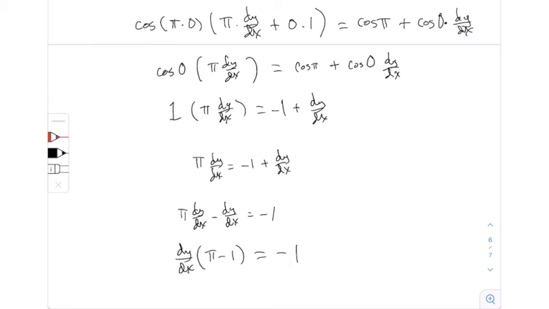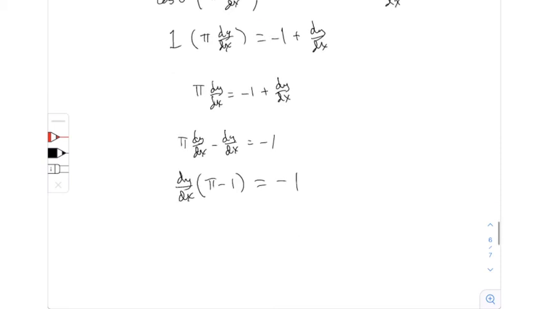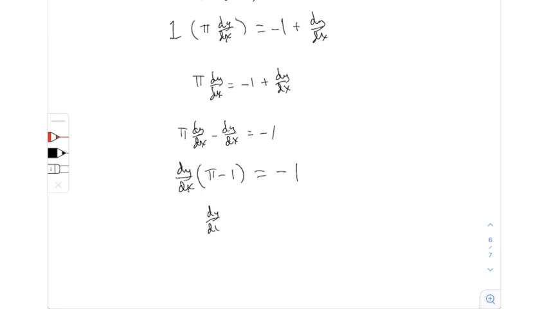And then you can divide both sides by pi minus 1. And that's what it is. Negative 1 over pi minus 1. If you believe pi is basically 3, then on the bottom, pi minus 1 is close to 2. So this is actually close to negative 1/2, which again is what I predicted it would be based on the picture.